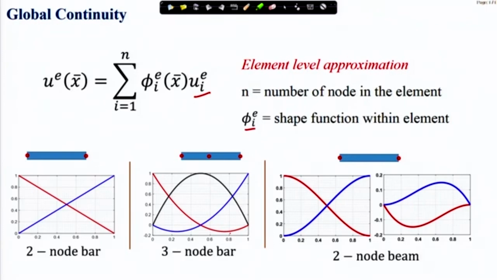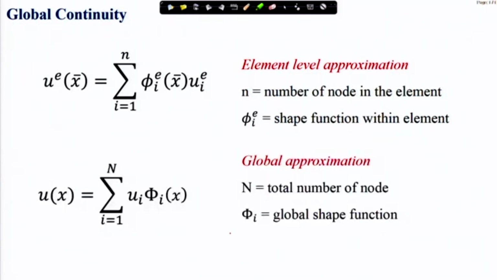Now let us see the global approximation. Global approximation is this. Suppose u(x) is the global variable and u_I are the global degrees of freedom, with I equal to 1 to capital N, where capital N is the total number of nodes in the system, and small n is the number of nodes within the element. This phi is the global shape function. Global shape functions are essentially built from the shape functions at the element level. The combination of these element level shape functions will give you the global shape function. Now let's see that.